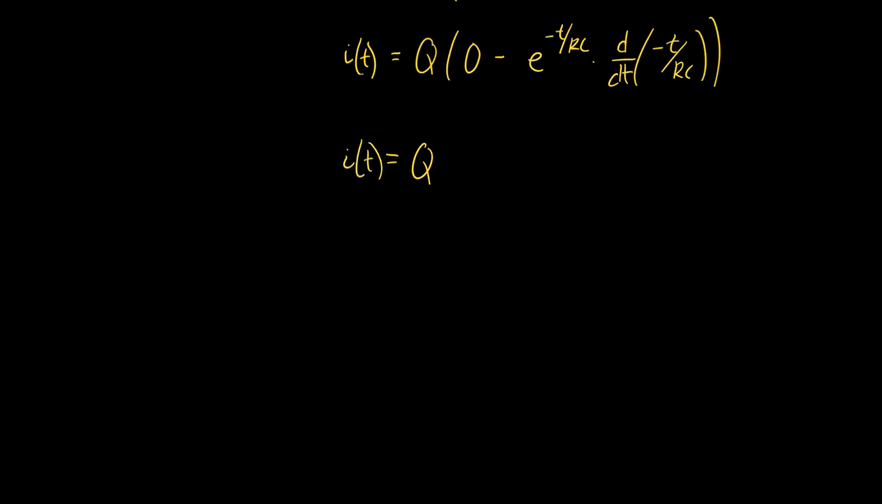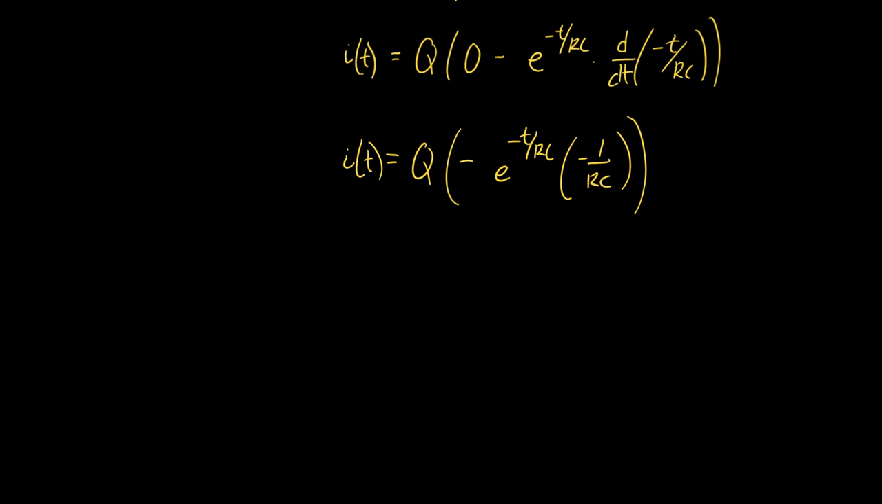So when I take the derivative of this, do you all agree that we get negative 1 over RC? So I now have minus e to the negative t over RC times negative 1 over RC. And I don't keep taking the derivative. I stop right there. All right, so we're done. Sorry, there's a problem. Let's just do that. There we go. That's what I meant to do.